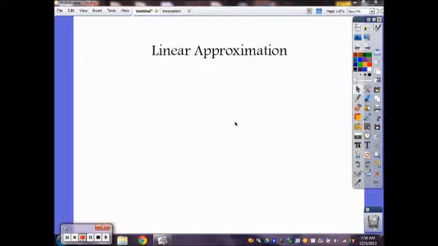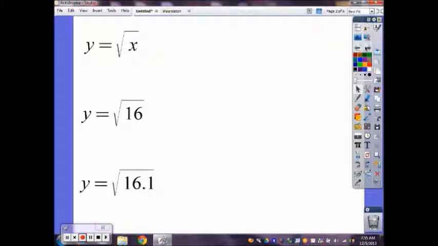So, linear approximation. Linear approximation is an important topic in AP Calculus, but in order to understand what linear approximation is, you need to understand where it came from and why we have it. So first of all, why we use linear approximation.